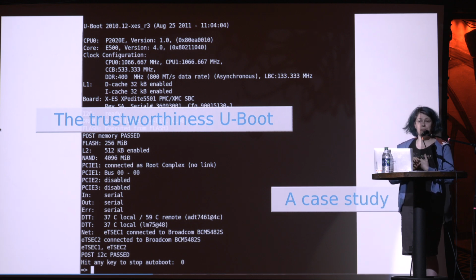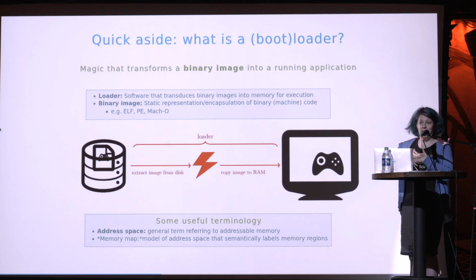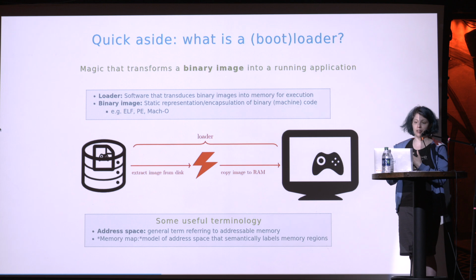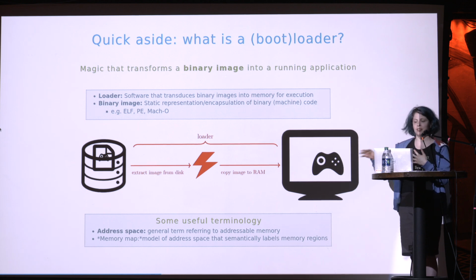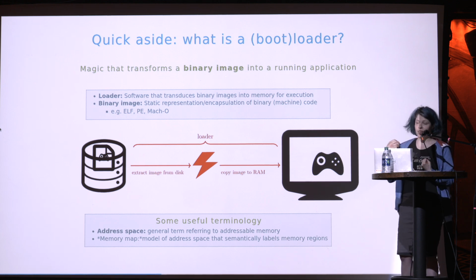U-Boot is a bootloader that's used in embedded devices. And this is something that I dug into deeply when I was thinking about regions as types. So before I go on, a bootloader, which I consider a type of loader, to me they're sort of the same thing. The loaders are the magic that transform a binary image into a running application. It does this transduction based on metadata in the image and what it knows about the runtime. By binary image I mean a static representation of the machine code. So ELF is the type used in Unix and Linux, PE in Windows, and Mach-O, however you want to pronounce it, is the one in OS X.